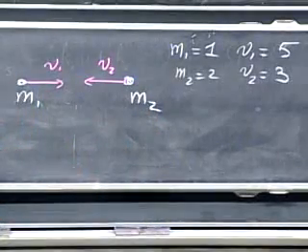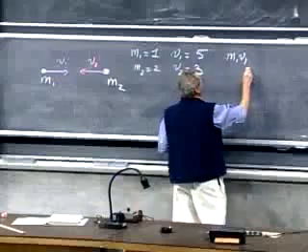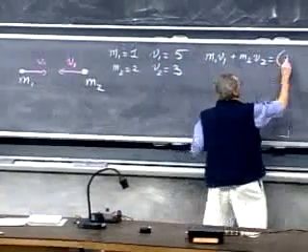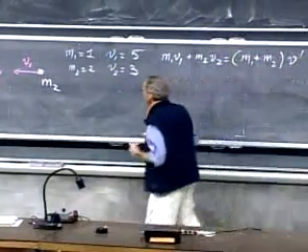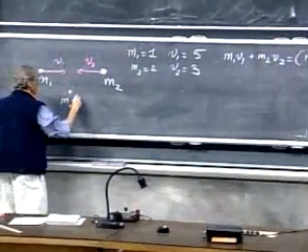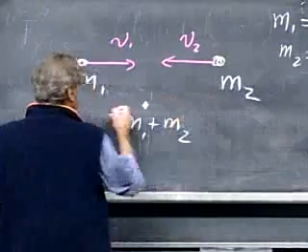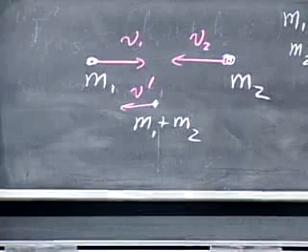Momentum is conserved, so I can write down that M1 times V1 plus M2 times V2 must be M1 plus M2, it is a completely inelastic collision, times V prime. They come together, they stick together. The total mass is going to be M1 plus M2, and they're going to fly either in this direction or in this direction, but whatever it is, I call it V prime. It's after the collision.